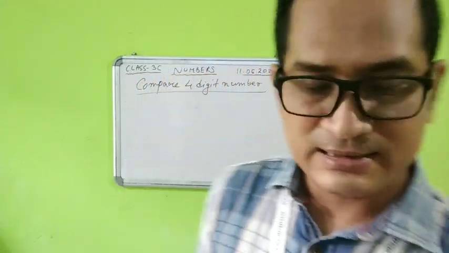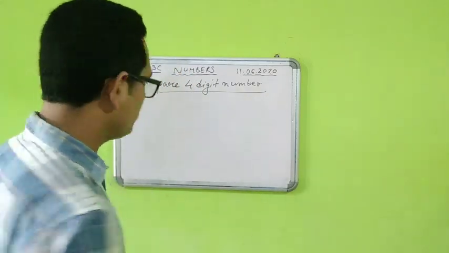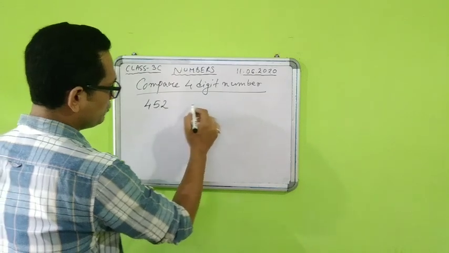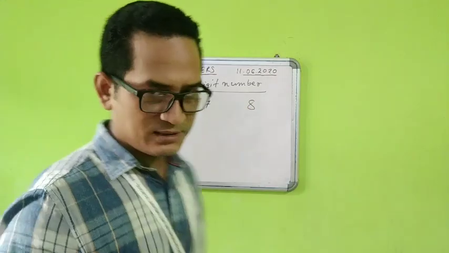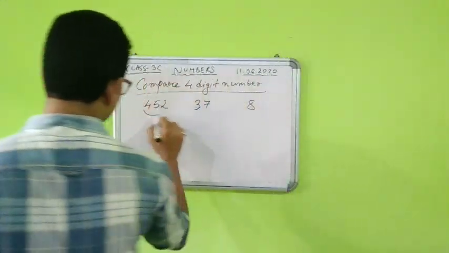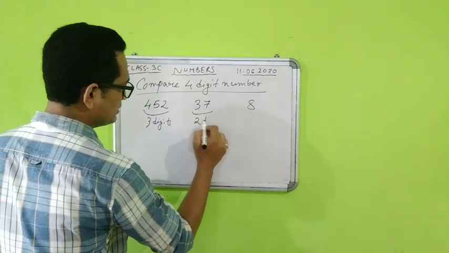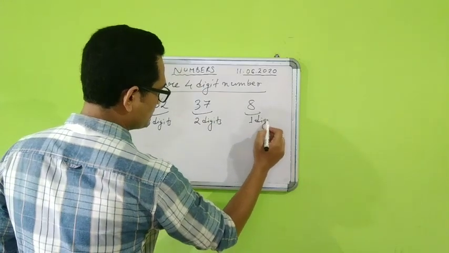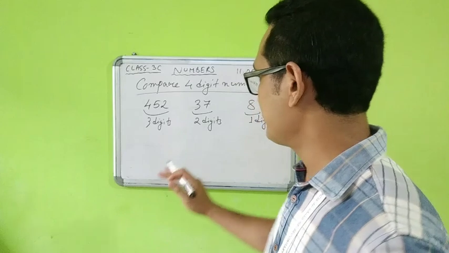Now students, let us see a little bit in detail. Suppose I am going to write down three numbers here. One number I am writing here, say 452. One number I am writing, say 37, and another I am writing, suppose 8. Now students, if you see this properly, how many digits does each have? It has 3 digits, it has 2 digits, and it has only 1 digit.